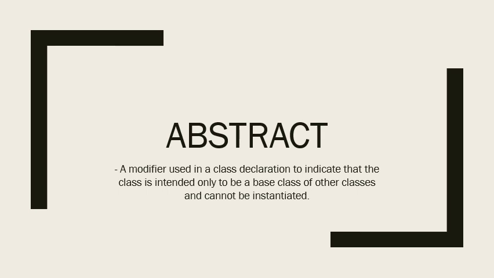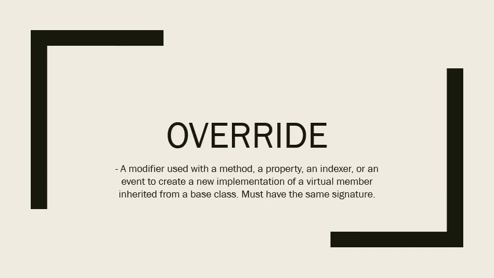Abstract, a modifier used in a class declaration to indicate that the class is intended only to be a base class of other classes and cannot be instantiated. Override, a modifier used with a method, a property, an indexer, or an event to create a new implementation of a virtual member inherited from a base class. Must have the same signature.